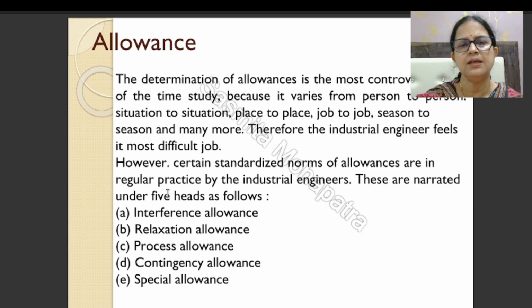These are narrated under 5 heads as follows. These are the basic, standardized norms of allowance that every industry normally follows: interference allowance, relaxation allowance, process allowance, contingency allowance, and special allowance.